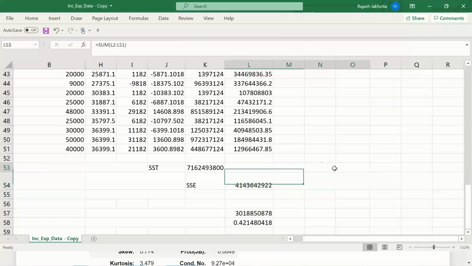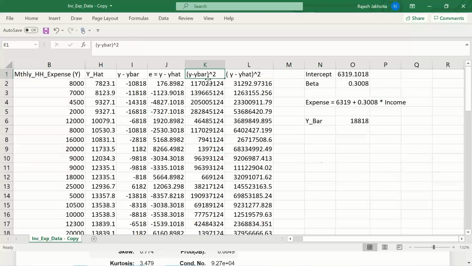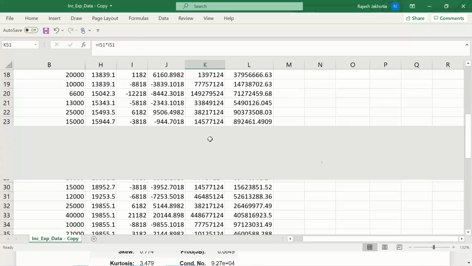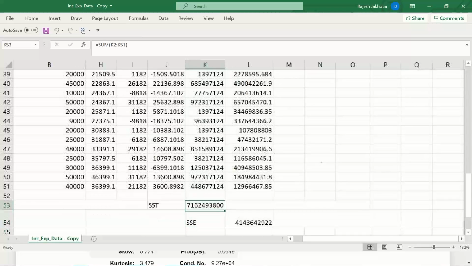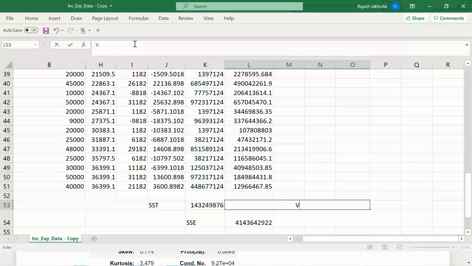So first is this formula. Once again, let's go up. Y minus y bar the whole square. The moment I divide it by n, it would become a formula of variance. So here, this is my summation. If I divide this summation by 50, which is the number of observations, this would become my total variance.